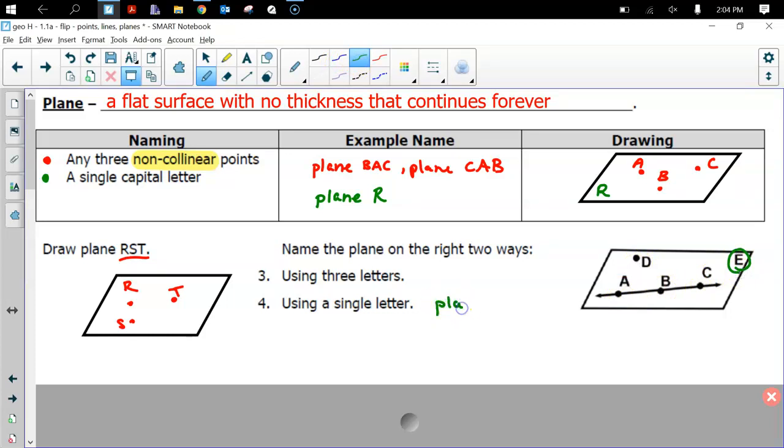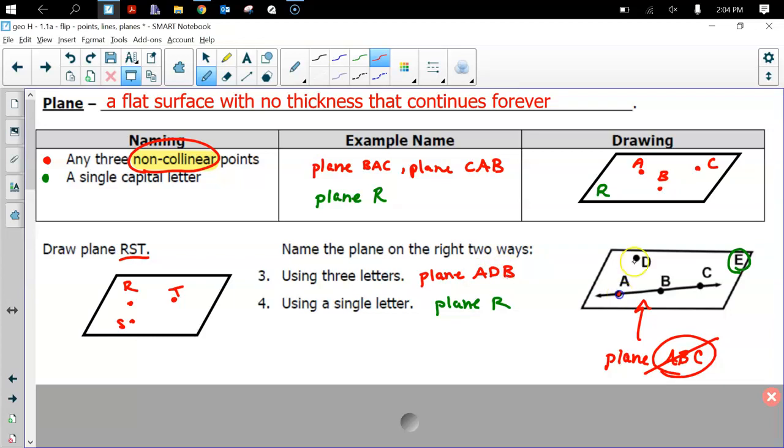So I'll do that easier one first. That would be plane R. If I'm using the method with 3 letters, then I have to make sure that the three letters that I use are non-collinear. So an easy mistake to make would be to call this plane ABC. That would be incorrect because A, B, and C are collinear. They need to be non-collinear. Again, explanation for that in the future. So we could call this plane ADB, and there's lots of other names you could use as well. Okay, A, D, and B are non-collinear, so that's a legitimate name there.